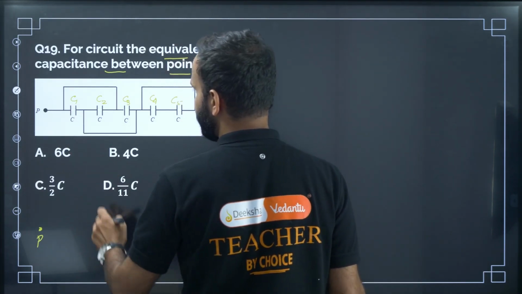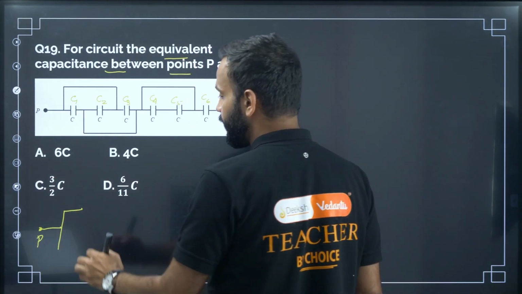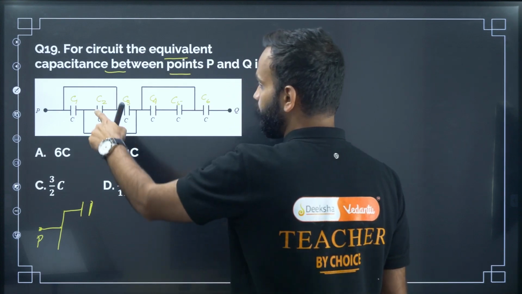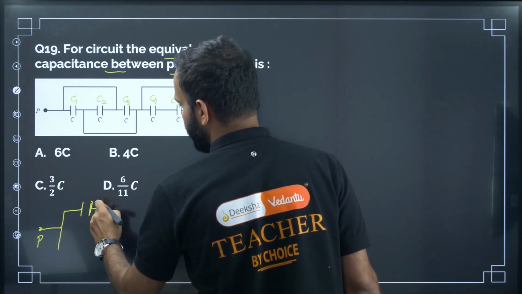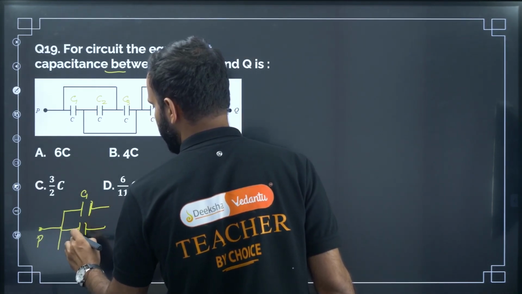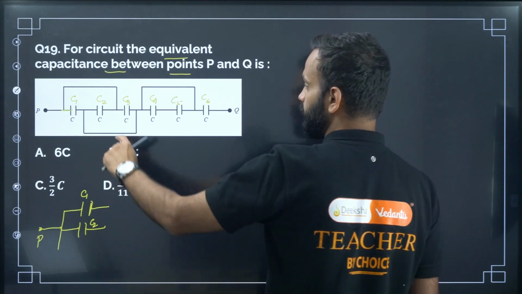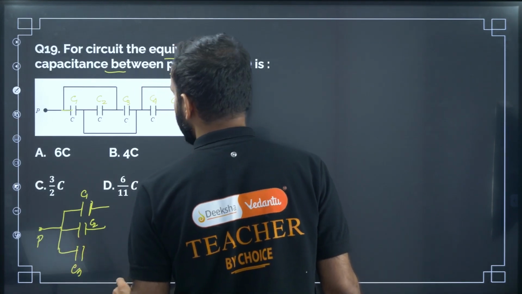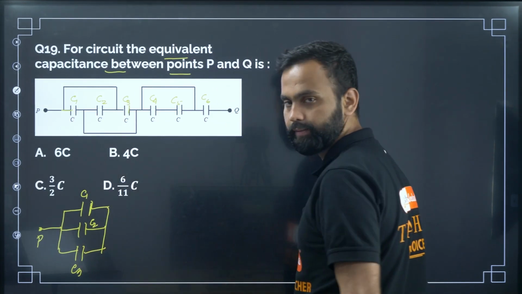So here, one plate of C1 is connected to point P, and the other plate is connected to one plate of the capacitor C2. So this is C1, and then this will be C2. Then the first plate of the capacitor C1 is connected to the first plate of the capacitor C3. Then it will be C3, and the last plate of C3 is connected to C1 and C2, like this.